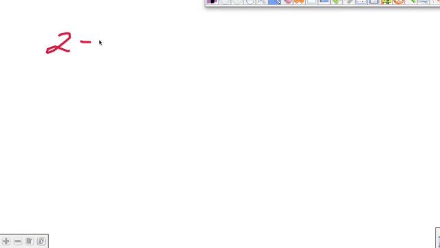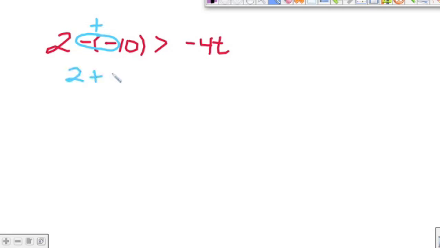What if we have 2 minus negative 10 greater than 4t? All right, well remember, whenever you have a negative and a negative side by side, negative and a negative become a positive. So this is actually 2 plus 10 greater than negative 4t. All right, I'm going to combine like terms here because they're both constants. It's going to be 2 plus 10, which is 12. Bring down my inequality, minus 4t.